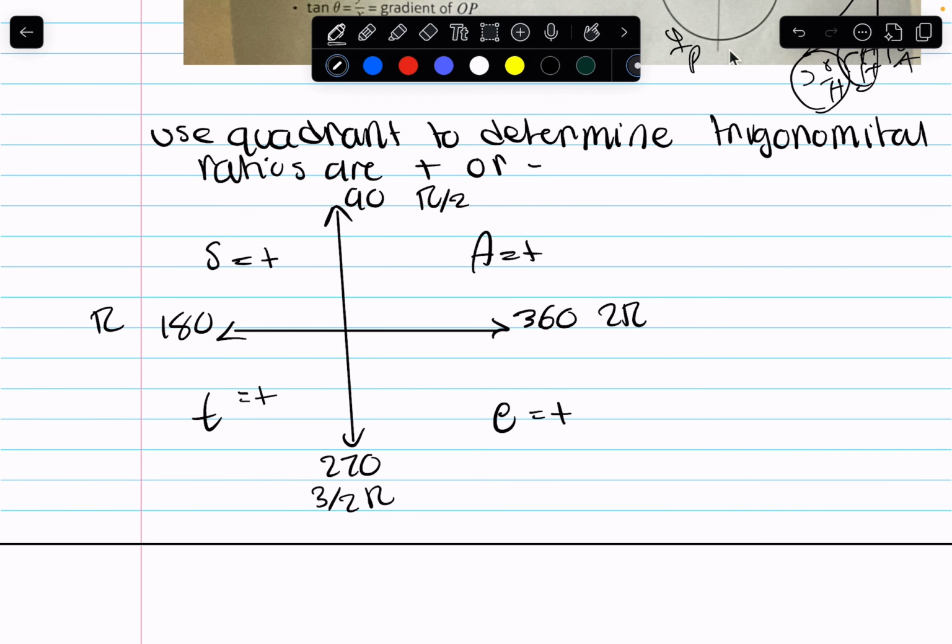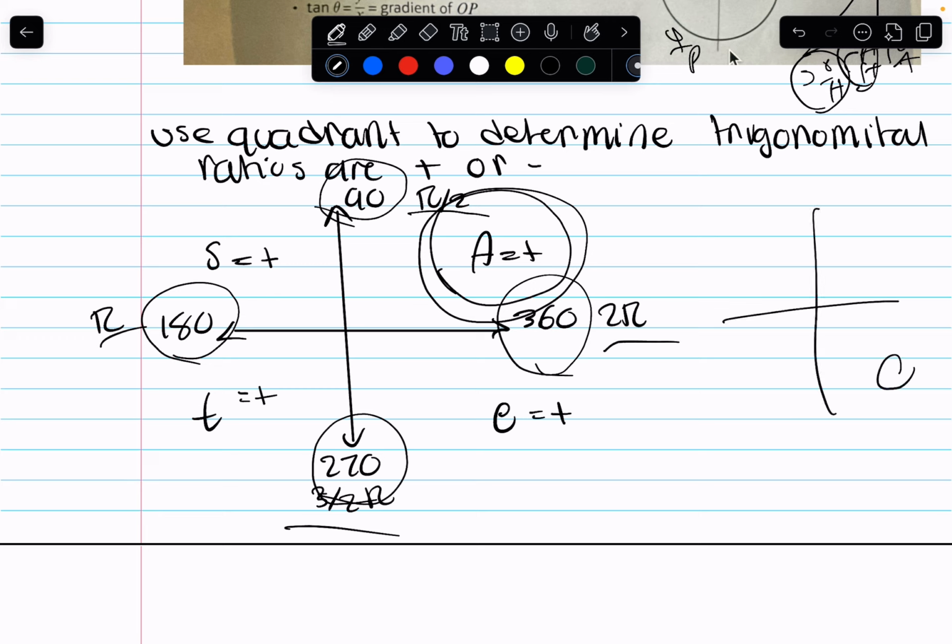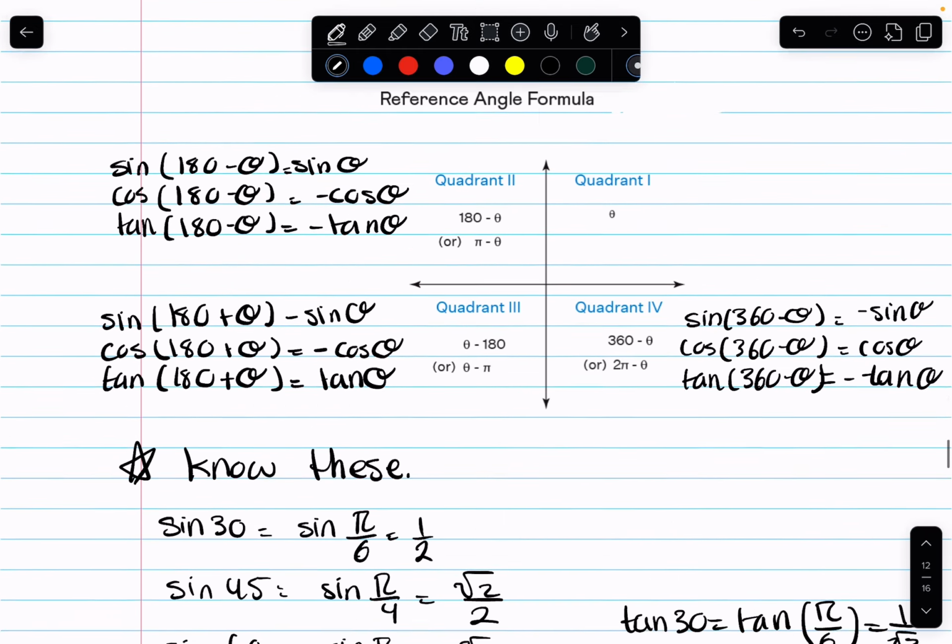Use quadrants to determine trigonometric ratios, so you're deciding if it's positive or negative. This is a quadrant, so basically you go from 90, 180, 270, 360. Same thing for the radians: pi over 2, pi, 3 over 2 pi, and 2 pi. How we write this is basically draw any quadrant, say CAST from the bottom right, and here all of sine, tan and cosine are positive. Only sine is positive here, only tan is positive here, and only cosine is positive there.